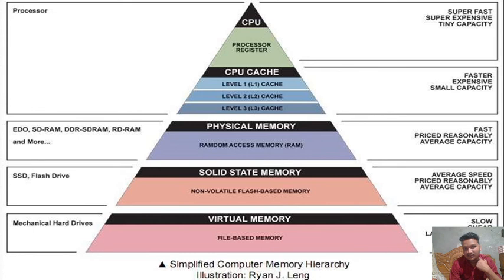So here you can see the memory structure. First of all, at the top level, here is the CPU. Processor and registers are stored in the CPU. Processor and registers are also memory. Register is a short-term memory. Then the CPU cache. Here are level 1 cache, level 2 cache, and level 3 cache. Then the physical memory, solid state memory, virtual memory. Later we will discuss all of these topics one by one.